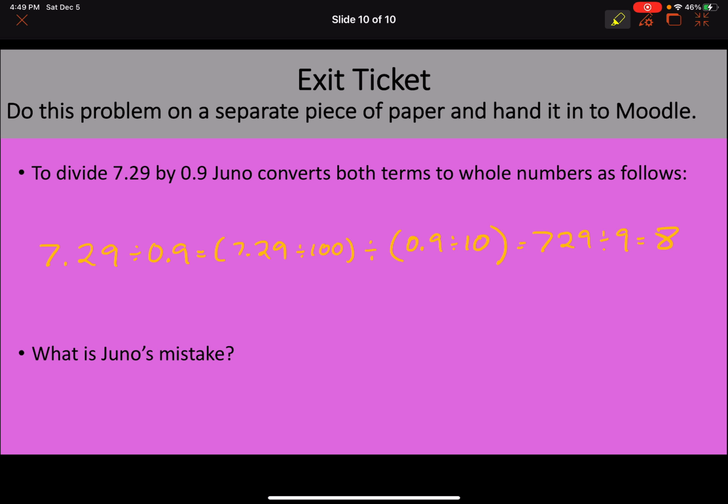Okay, so to divide 7 29/100 by 9/10, Juno converts both terms to whole numbers, as in the example that's here. Okay, so I want you to analyze what's there, and I want you to find what Juno's mistake was. And then you can go and finish the rest of your work.